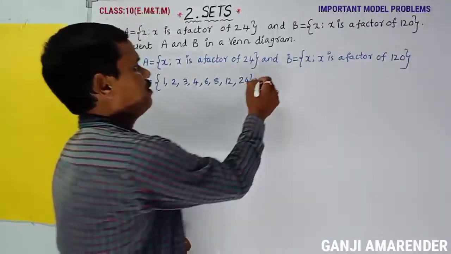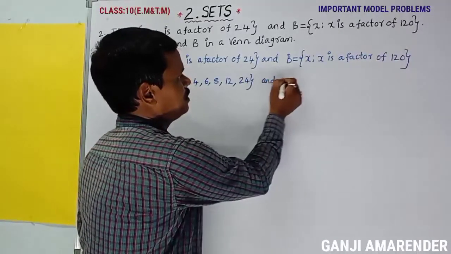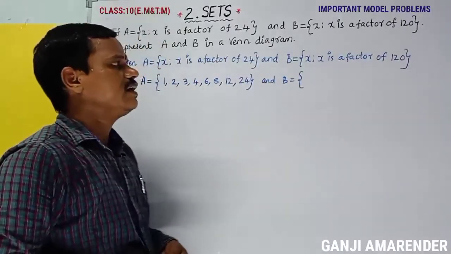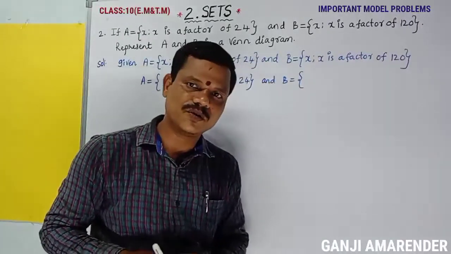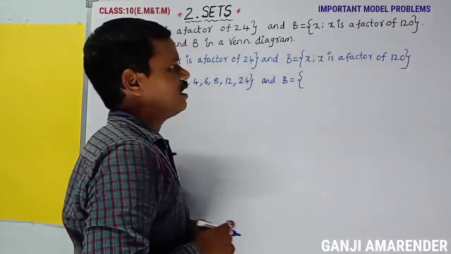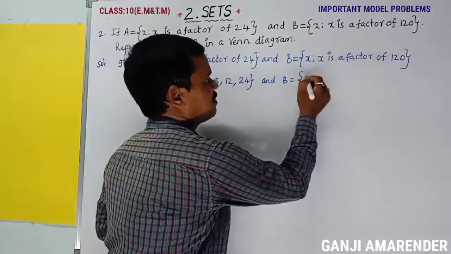Okay, now set B. What are the elements of set B? Here given x such that x is a factor of 120. Factors of 120 are the elements of this set. Okay, now write the factors of 120.